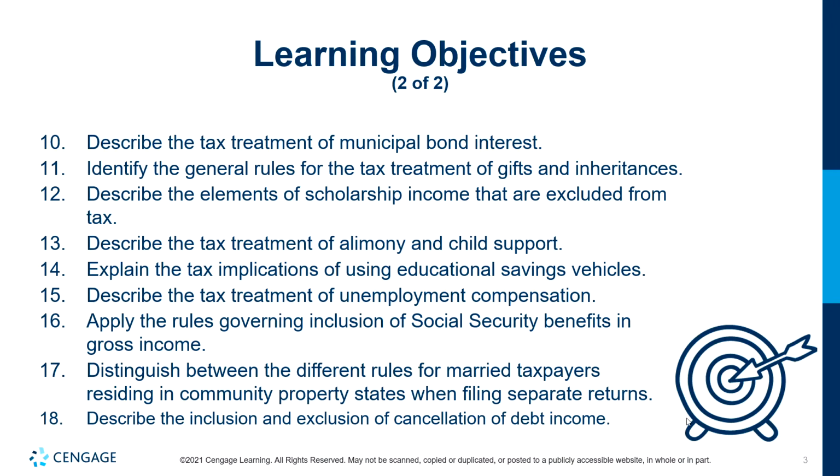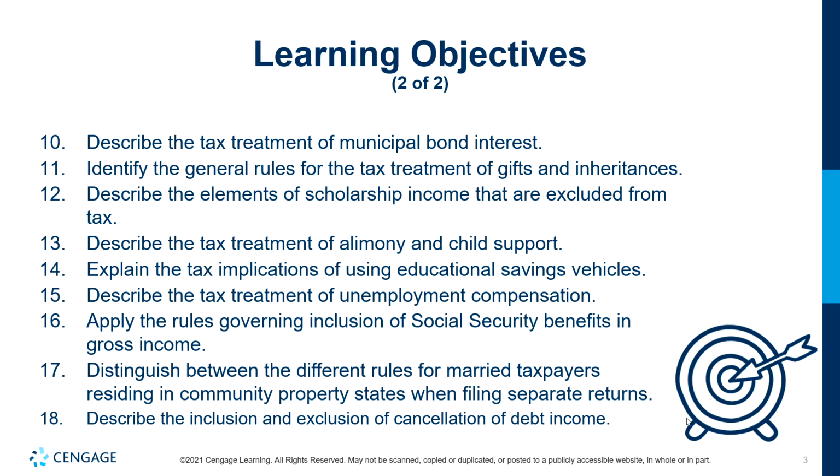Describe the tax treatment of municipal bond interest, identify the general rules of tax treatment for gifts and inheritance. Then describe the elements of scholarship income that are excluded from tax. Describe the tax treatment of alimony and child support. Now that one is a little bit interesting since this goes with tax returns that are still in effect, but alimony is pretty much gone. But we'll get to that.